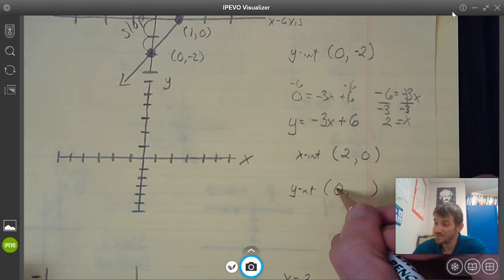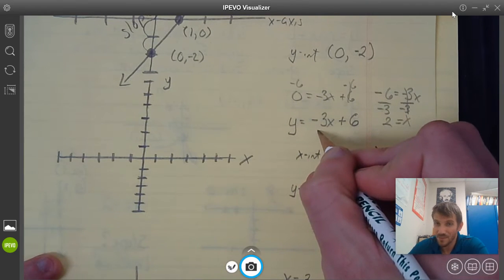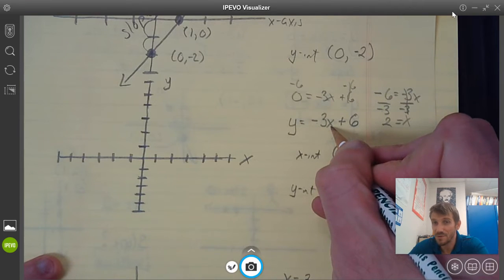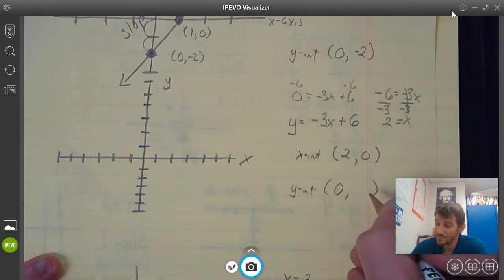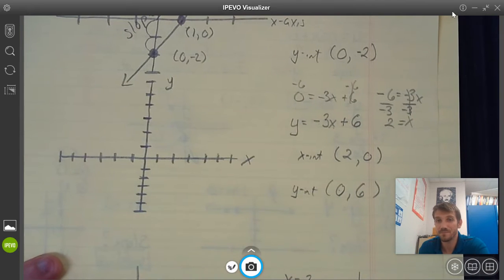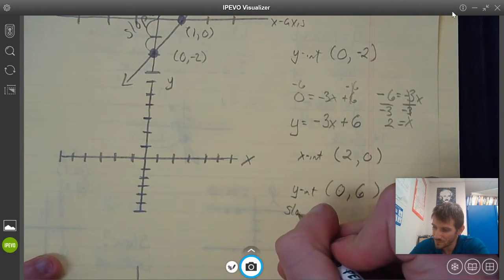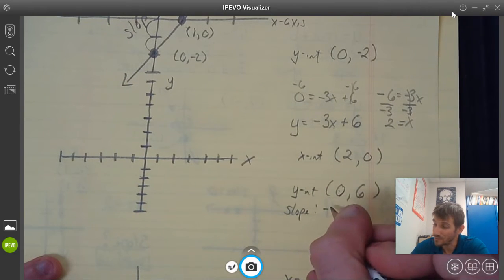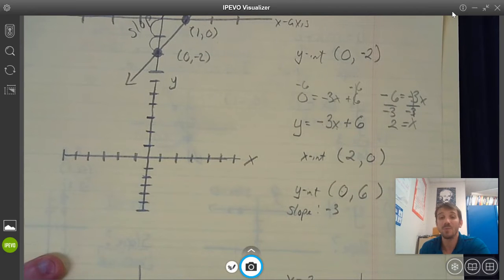The y-intercept says make x 0. So let's do that. What's -3 times 0? Well, that's 0. Plus 6 is 6. If they want the slope, we already know the slope. Slope is in the problem. Slope is -3. So even without graphing, you can find all of your answers.